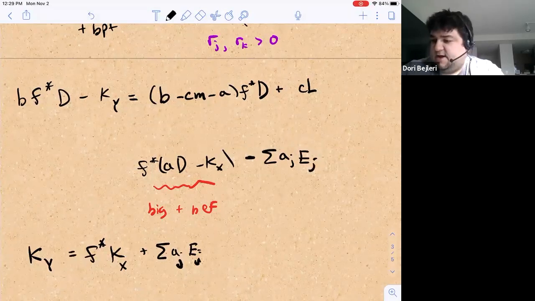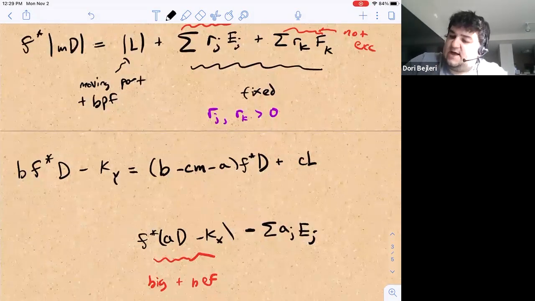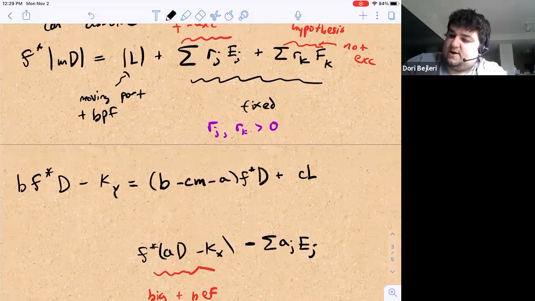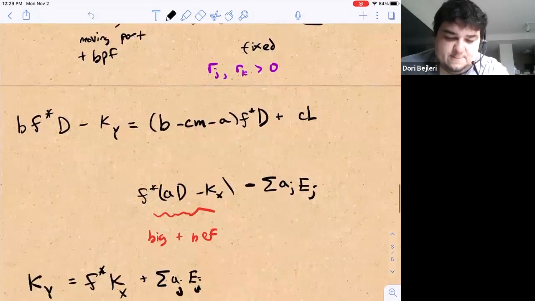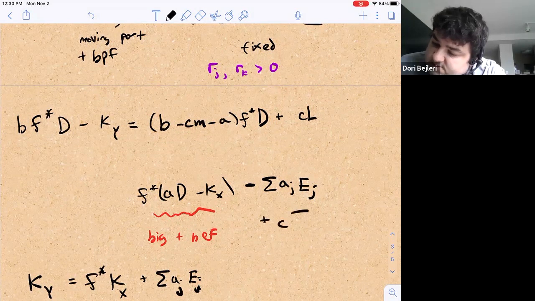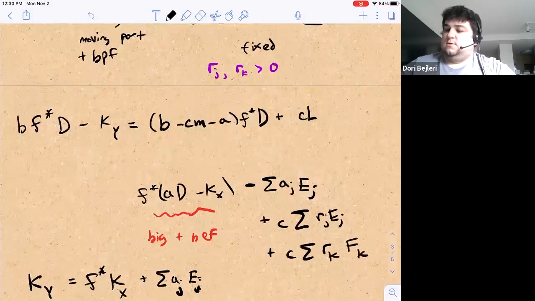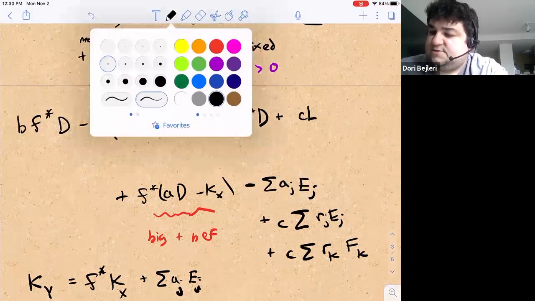And now we need to just take care of the extra contribution on L, coming from the fact that we balanced out adding CL with subtracting C times MD. So we have to carry the rest of these E's and these F's in this expression for MD, and so that becomes plus C times the sum of these RJ EJs and plus C times the sum of these RK FKs. Okay, so here's our expression for F upper star D minus KY in terms of these divisors that we know something about.